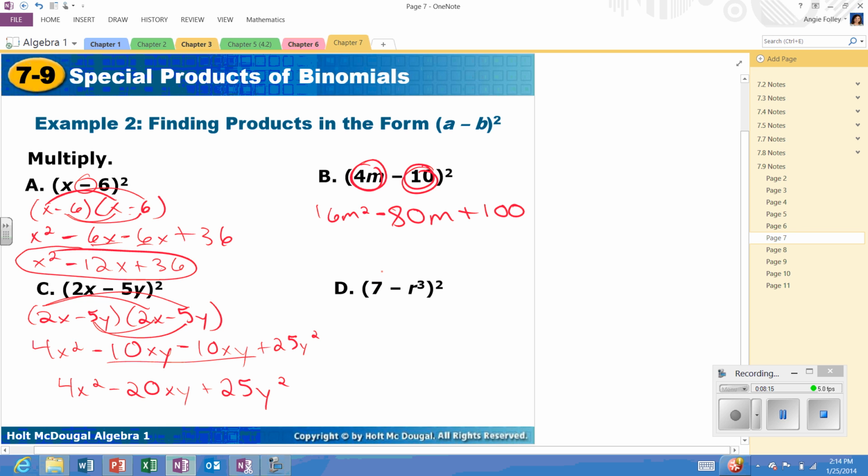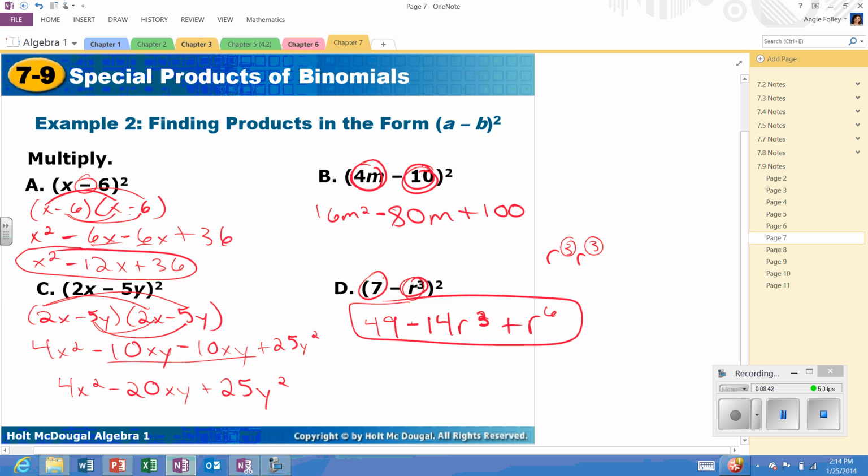Okay, let's use the shortcut on the last one. So it's the first term squared, which is 49, minus the middle two terms times each other and then doubled. So 7 times r cubed is 7r cubed. And if we double that, that's 14r cubed. Sorry, that should be a little cube. And then plus, always a plus, even if there's a minus in here, the last term squared. Well, r to the third times r to the third, we add those together, so that becomes r to the sixth. Okay?